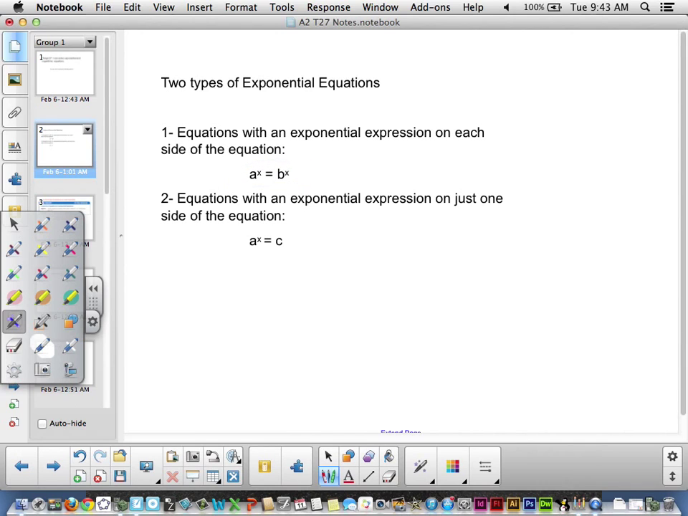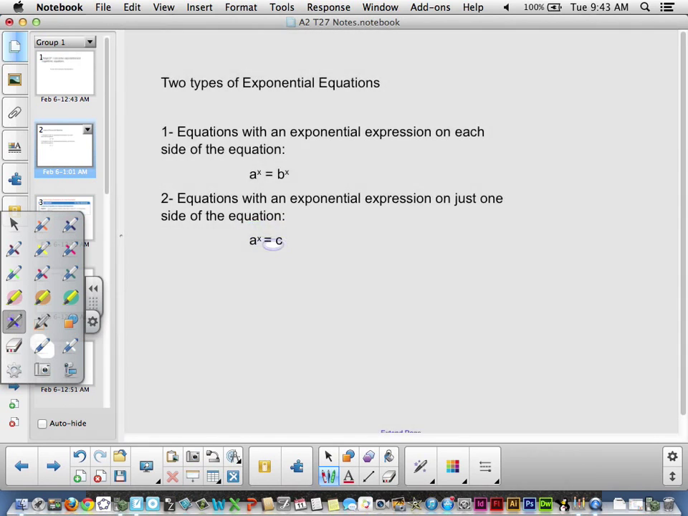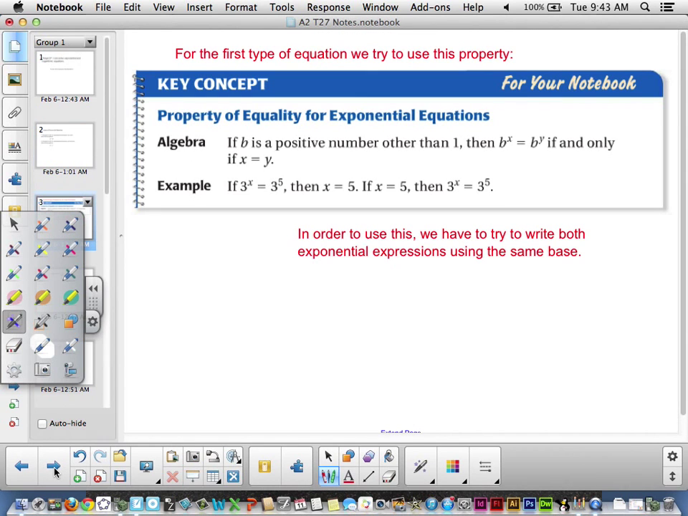A to the x equals b to the x. And the other type is when we're going to have an exponent equal to a number. A to the x equals c. So let's take a look at those two types. The first type we're going to look at is an exponent equal to an exponent.